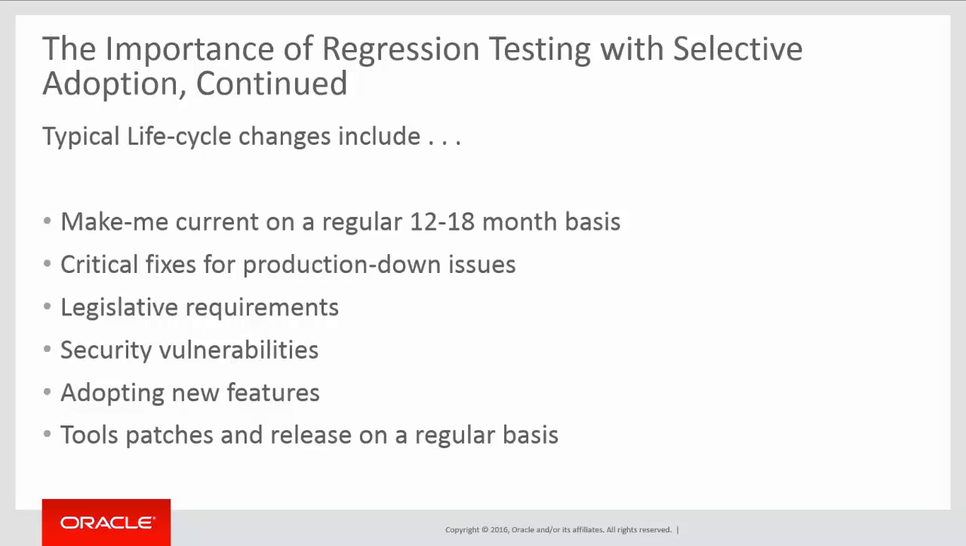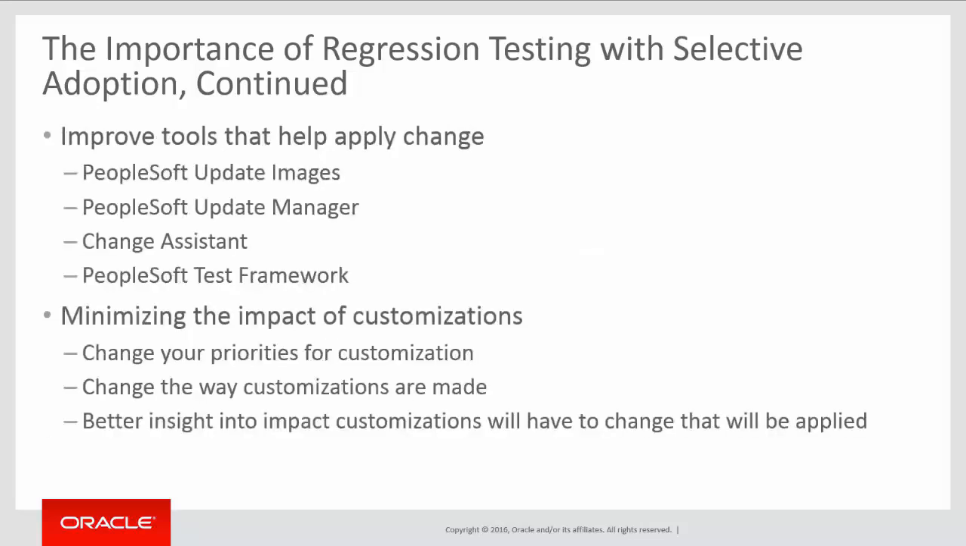PeopleSoft understands that and delivers the lifecycle tools that help you with this process to make it easier for you to manage. Now let's take a look at those. PeopleSoft has invested quite a bit in the tools that are used in the selective adoption process. All changes are now delivered in a working PeopleSoft image that can be run in a VirtualBox or on any compatible virtual machine, bare metal, or cloud environment.